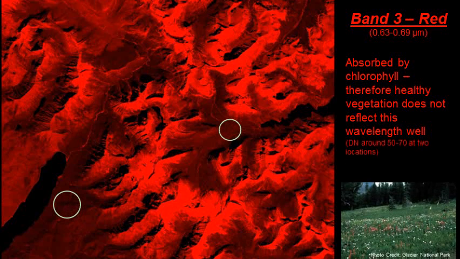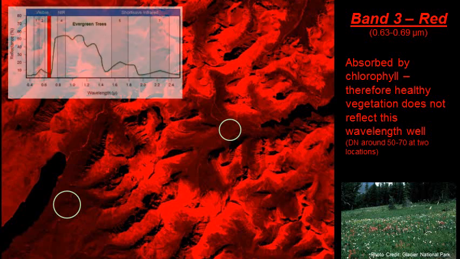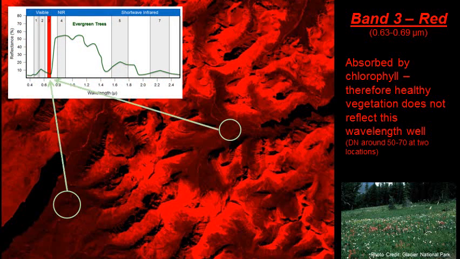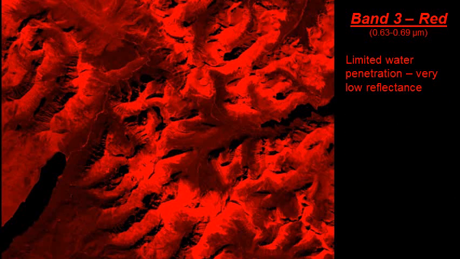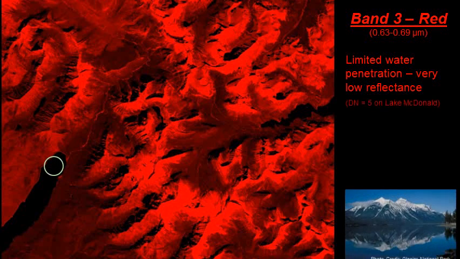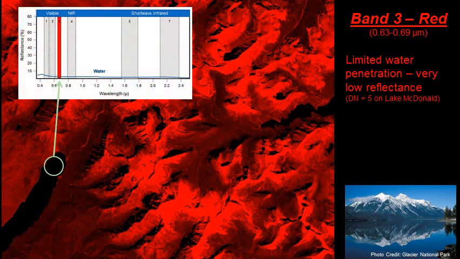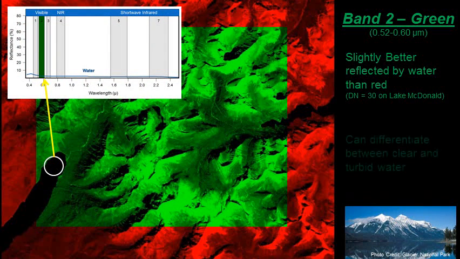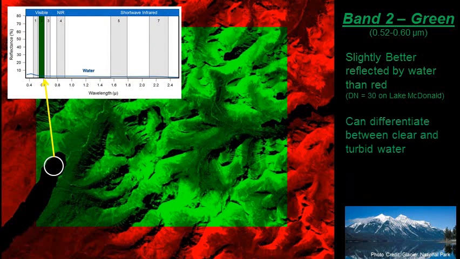Band 3, or the red band, is a band that's very highly absorbed by vegetation because it's used for photosynthesis. It's also absorbed quite well by water. Therefore, water bodies within this band appear fairly dark. Band 2 is slightly better reflected by water than red, and it can actually be used to differentiate between clear water and turbid water. And in addition, it's very strongly reflected by vegetation.